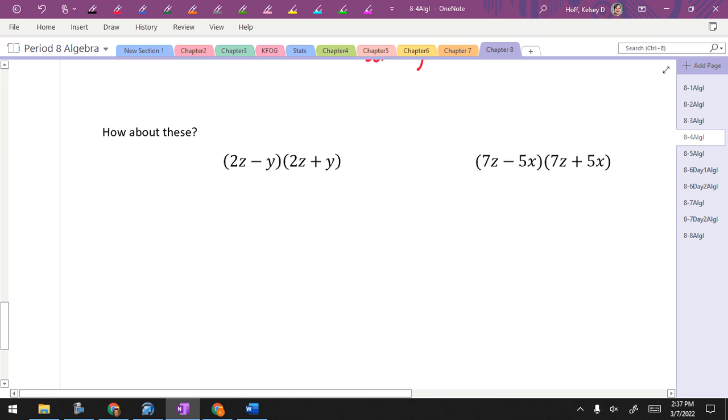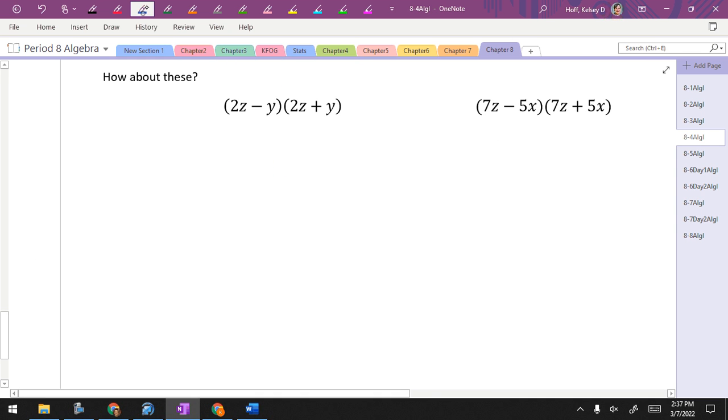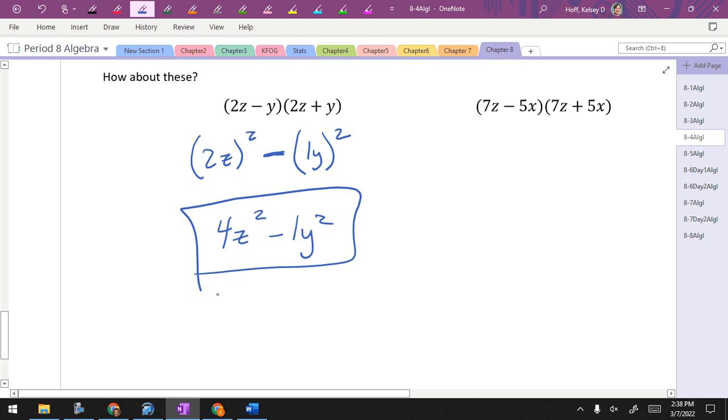So on the bottom left, what's my first term? 2z. I'm going to square it. I'm always subtracting. What's the second term? 1y, and we're going to square that. My final answer would be, careful, 4z squared minus 1y squared. Do the one on the right on your own.